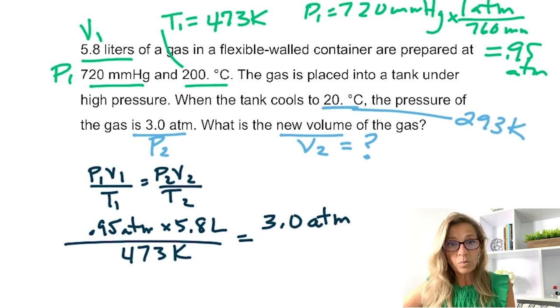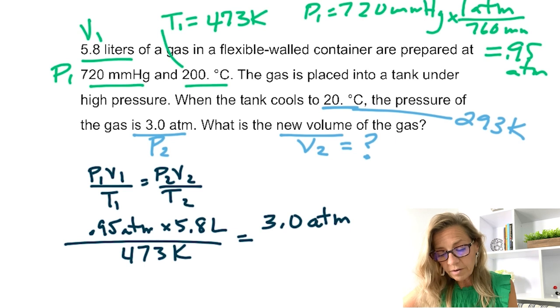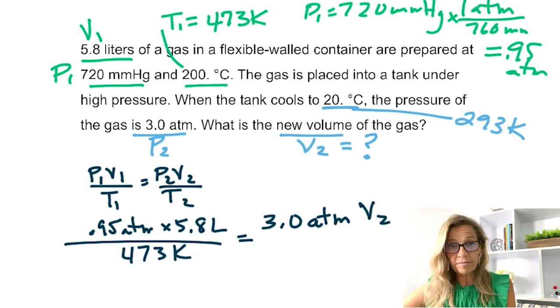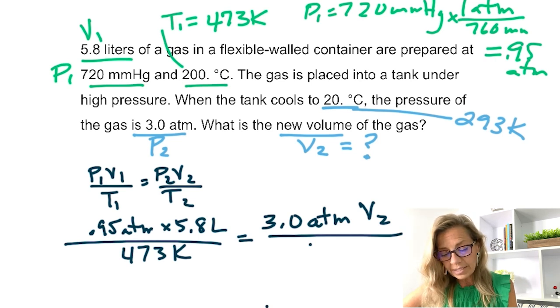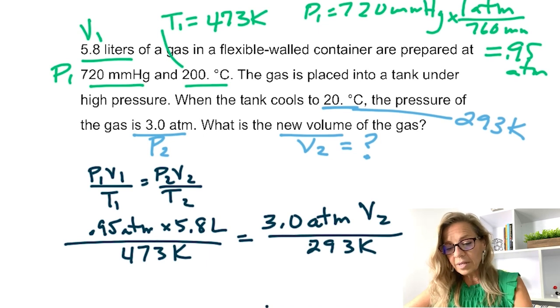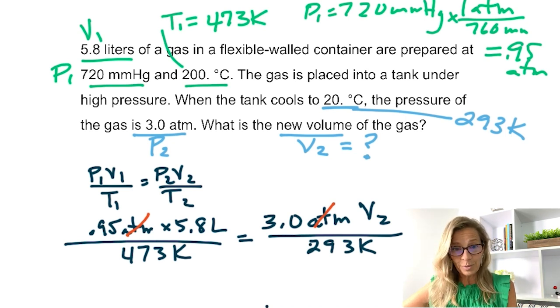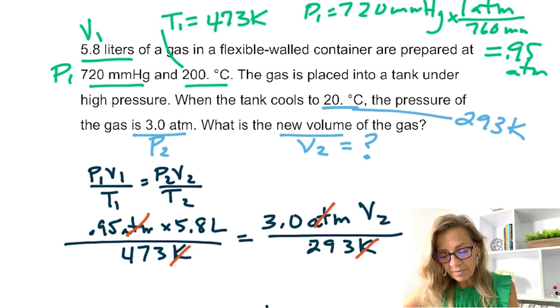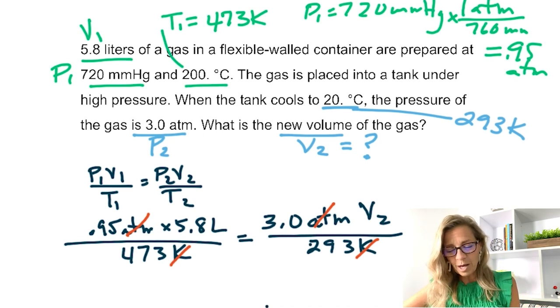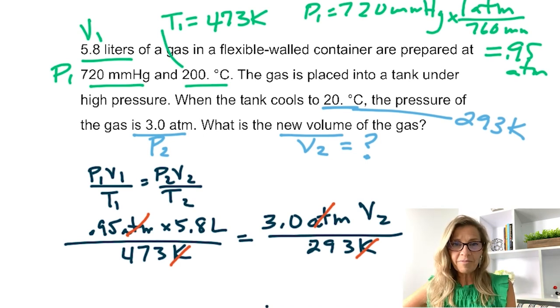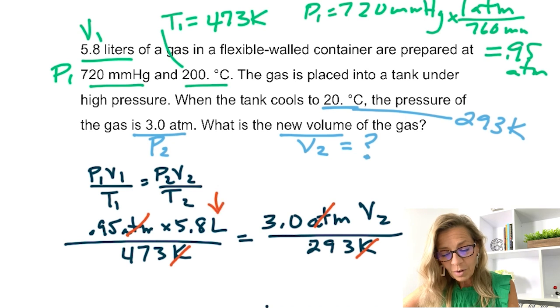See how easy this is when we label things up? And we're looking for V2, so I'm going to leave that as V2, right? Don't put X in there. That could be confusing. And then my second temperature was 293 Kelvin. Now look what happens to these units. This is what's really cool about this. I've noticed that atmospheres cancel on both sides. That's why I match those pressure units. And then Kelvin cancels on both sides. So now I'm left with a bunch of numbers and one unit, and it happens to be liters.